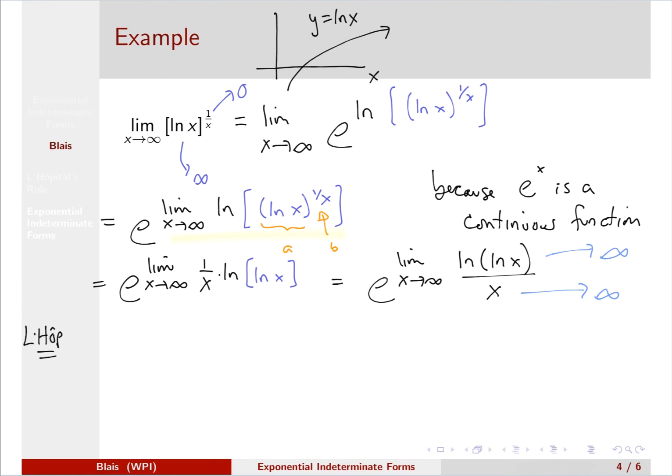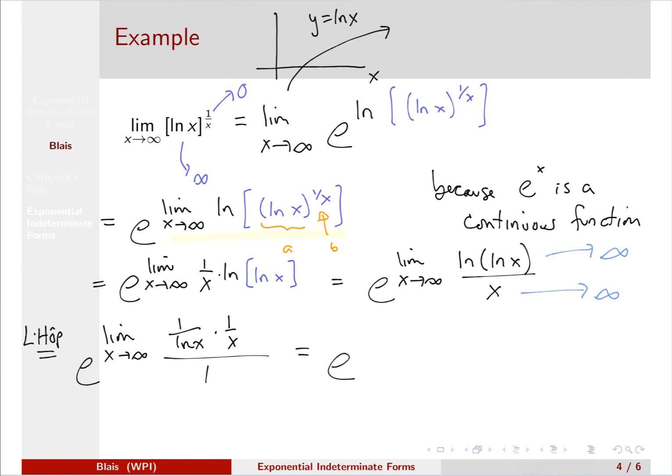So if we use L'Hopital's rule, this becomes e raised to the limit as x goes to infinity of derivative of the top divided by derivative of the bottom. So the derivative of the top will need chain rule. The outer function, natural log, will have its derivative being 1 over the inner function times the derivative of the inner function, which is 1 over x. In the denominator, the derivative of x with respect to x is, of course, 1.